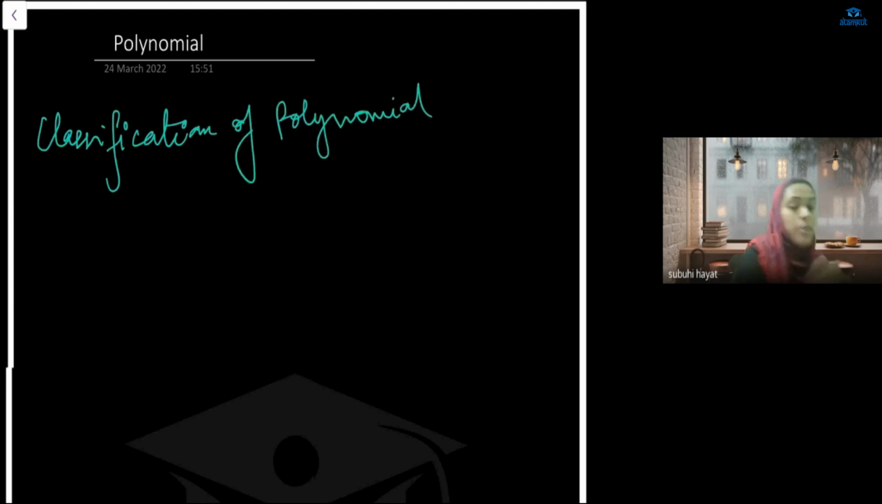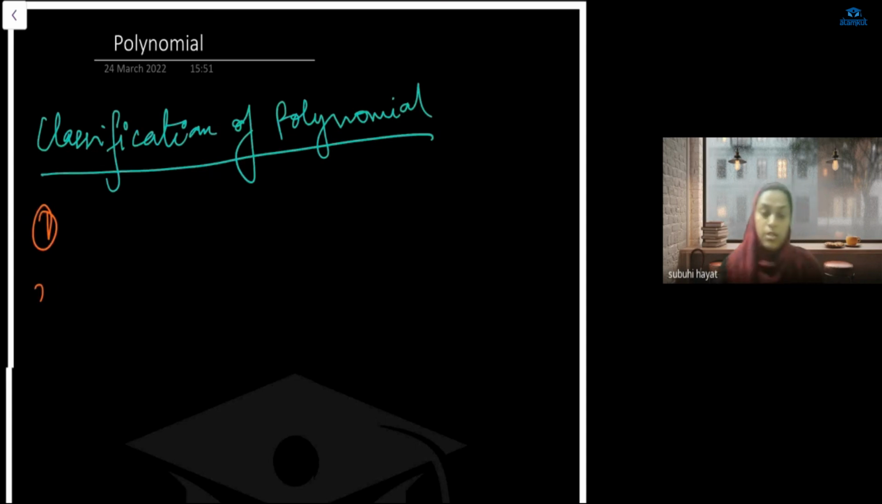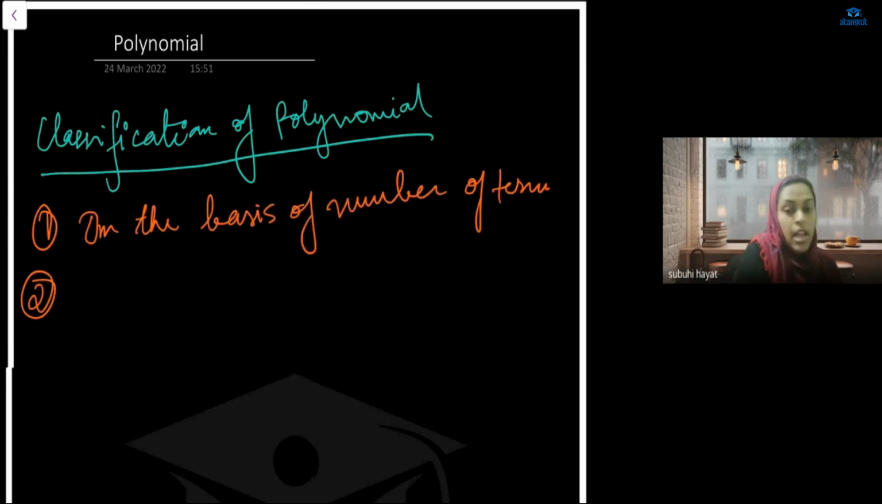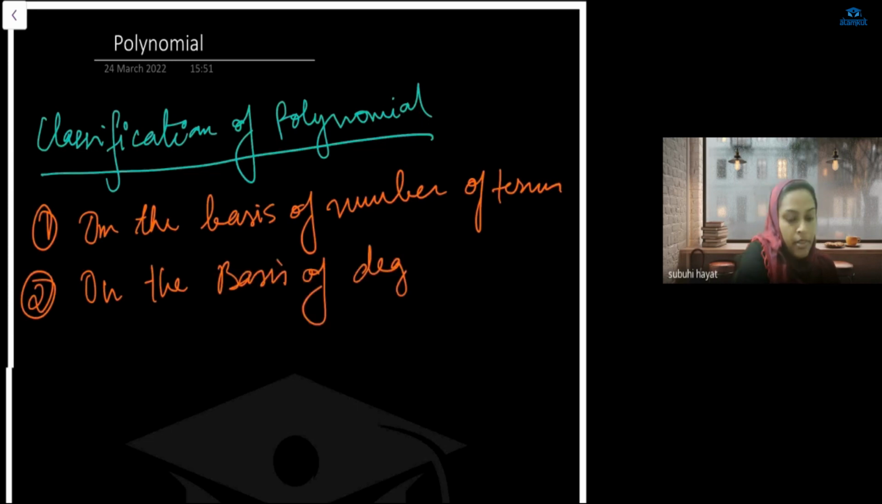Now, polynomials are classified on the basis of two things. What are the two categories on which we are going to classify polynomials? First, on the basis of the number of terms, that is, how many terms are there in a polynomial expression. And second, on the basis of the degree of the variable, that is, what is the degree of the given polynomial.